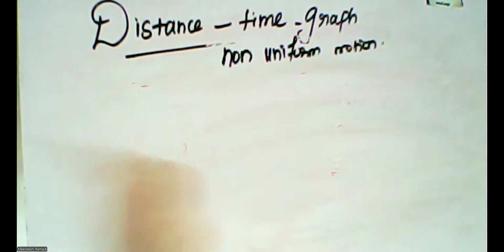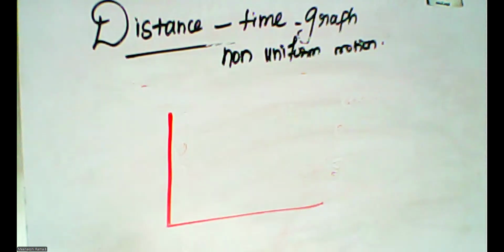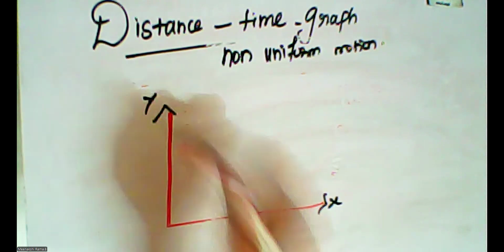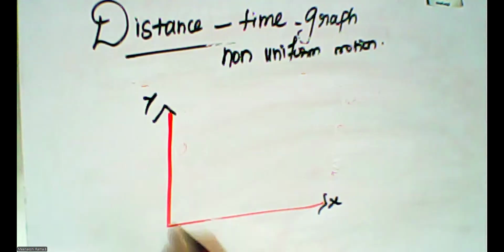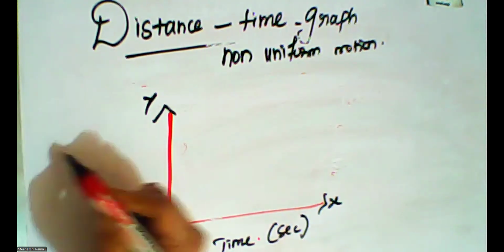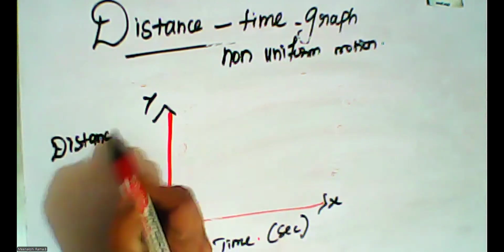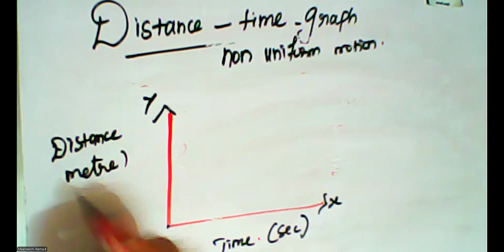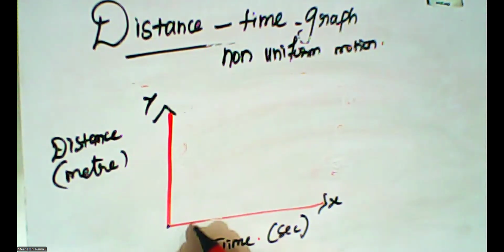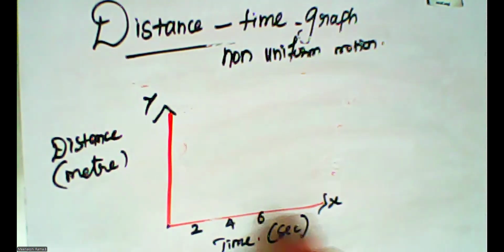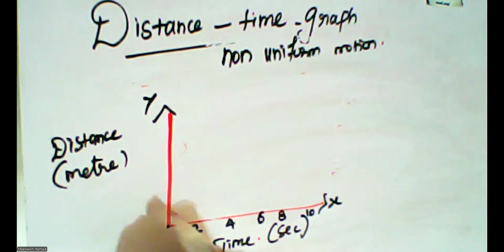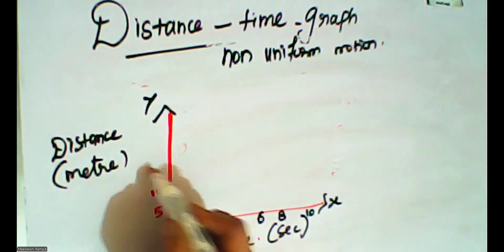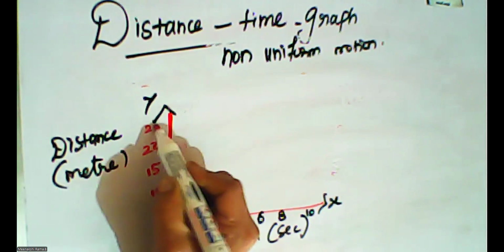I'm going to draw a graphical structure. This is the x-axis, this is the y-axis. Time in seconds, distance in meters. 0 seconds and then 2, 4, 6, 8 and 10. Meters: 5, 10, 15, 20, 25 like that.